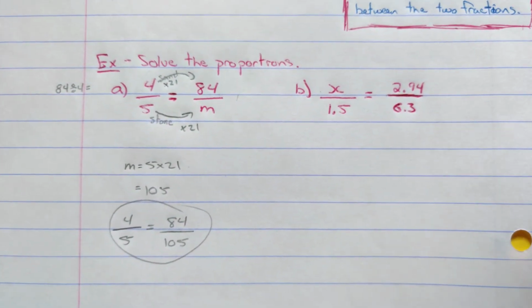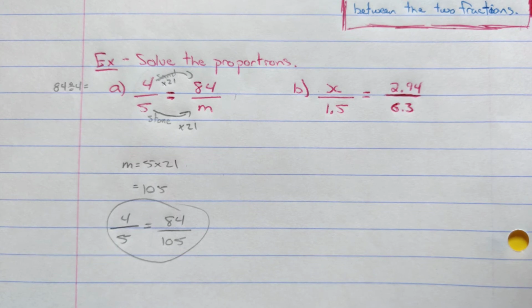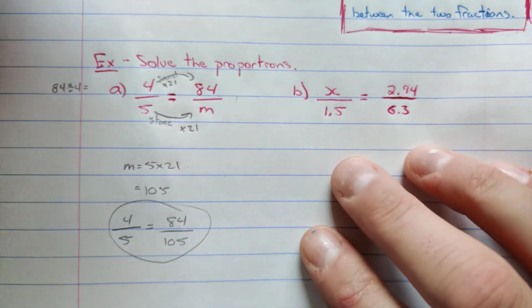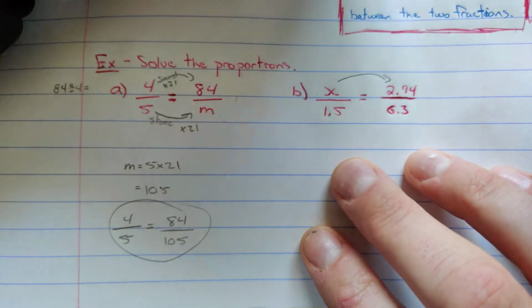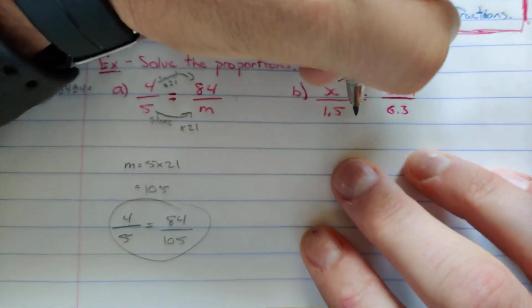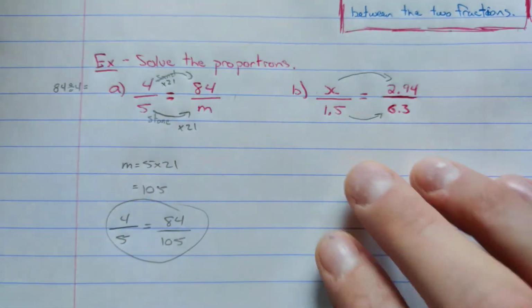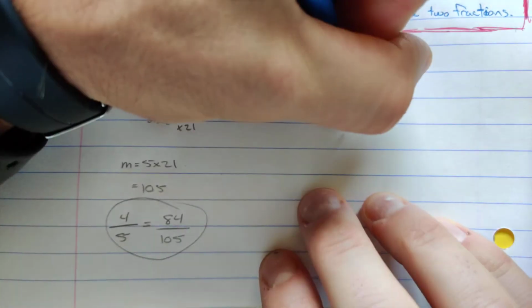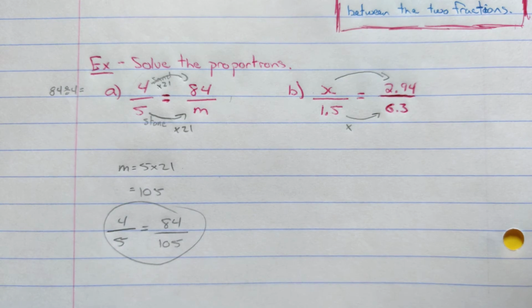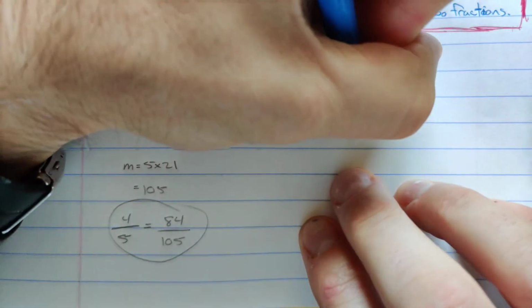In the next case, this works with decimals. We have some rates that had dollar values before. These have decimals, so we have some setups with decimals. So here we need to figure out what we have to do with this x to get to 294. Well, 1.5, how do we get that to 6.3? We're going to have to multiply it by something because we're getting bigger. Well, we take our 6.3, divide it by 1.5, and I get 4.2.